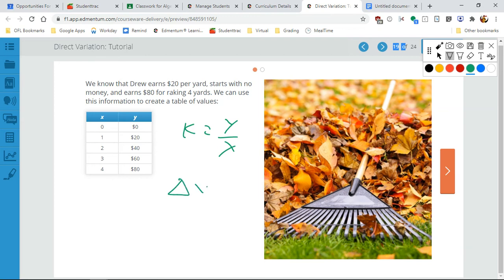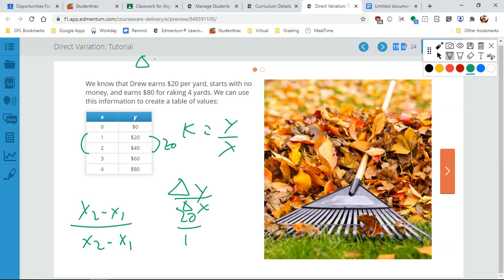What's the change in y? Well, the change in y is going to be 20. What's the change in x? Well, it's only one more yard, so it's 1. So that's where we get this 20 over 1. Change in y over the change in x.